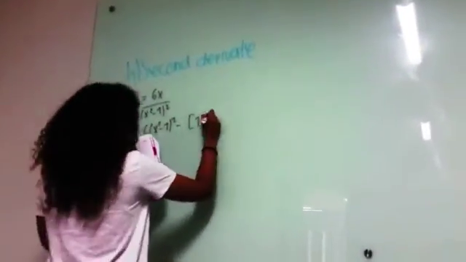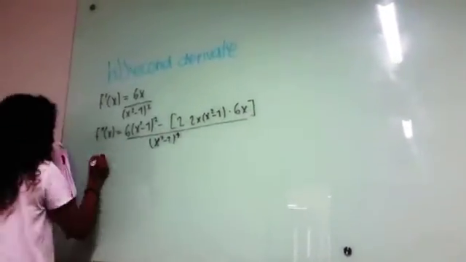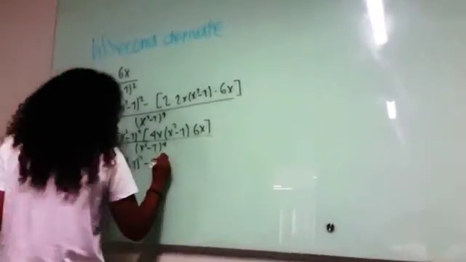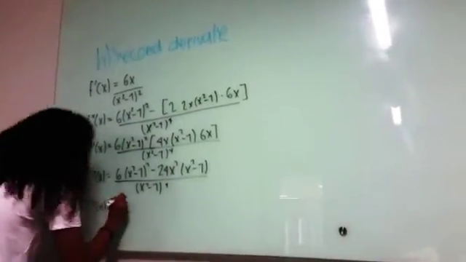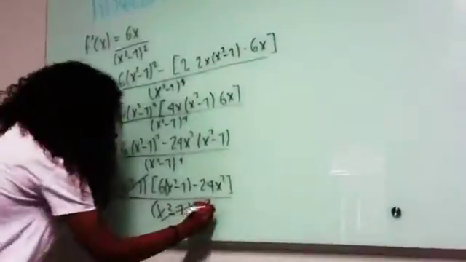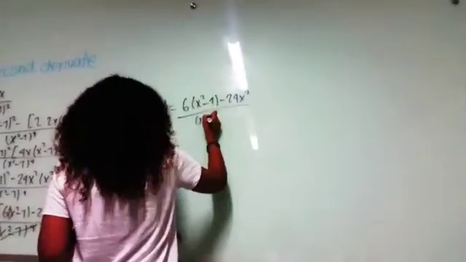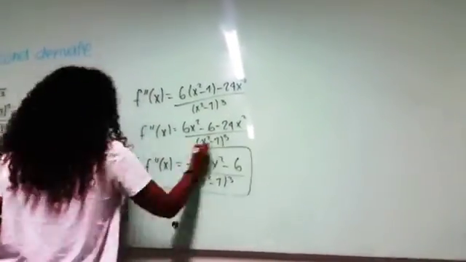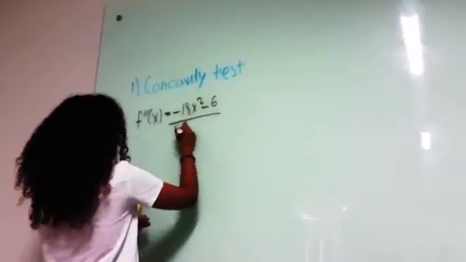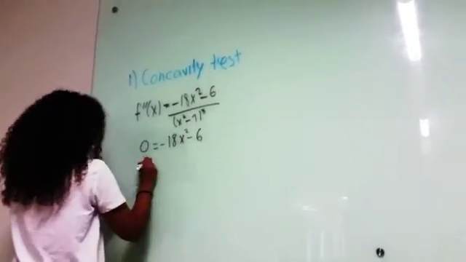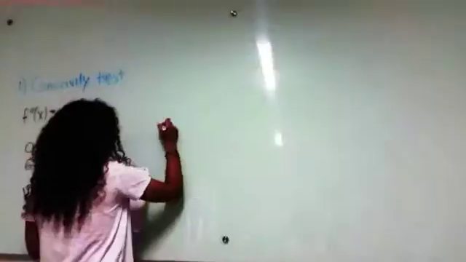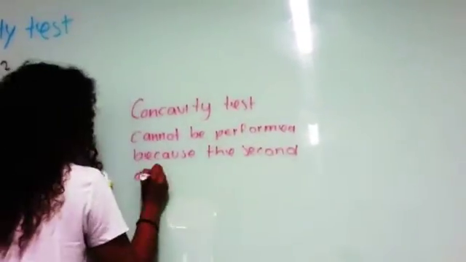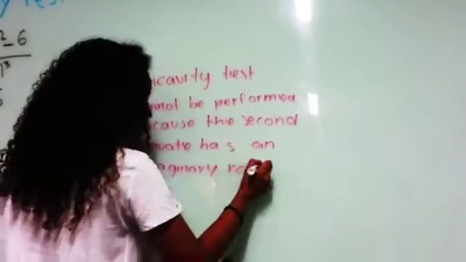To obtain the second derivative, we need to only follow the quotient rule formula, which is g multiplied by the derivative of f minus f multiplied by the derivative of g, all over g squared. For the concavity test, we only have to equal the second derivative to 0, but in this case, the concavity test cannot be performed because the second derivative has an imaginary root.